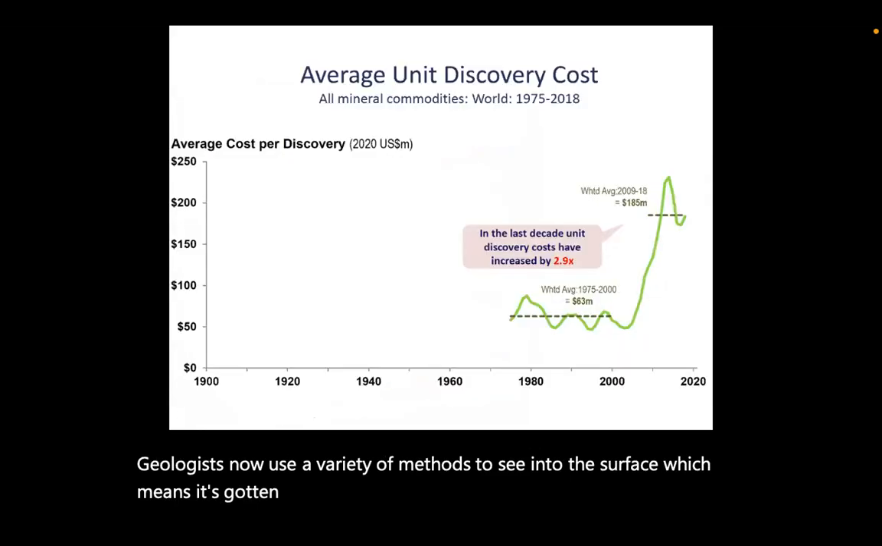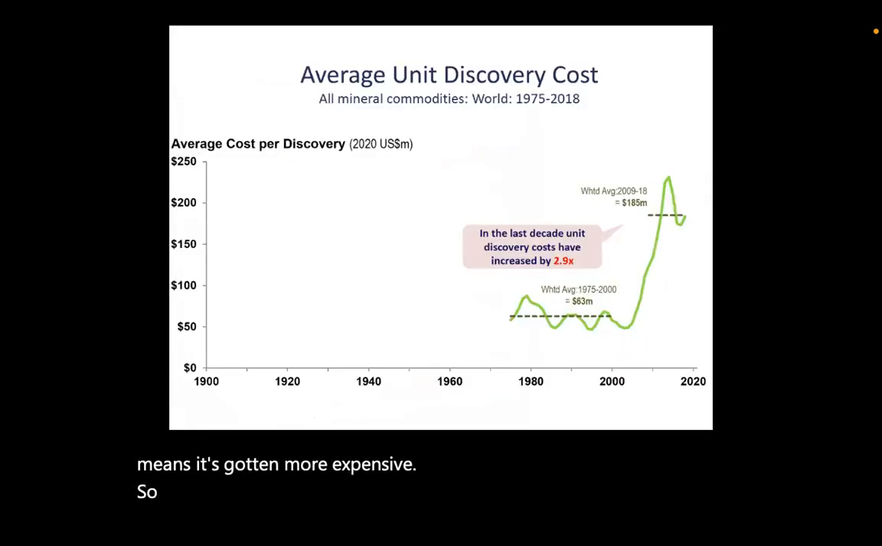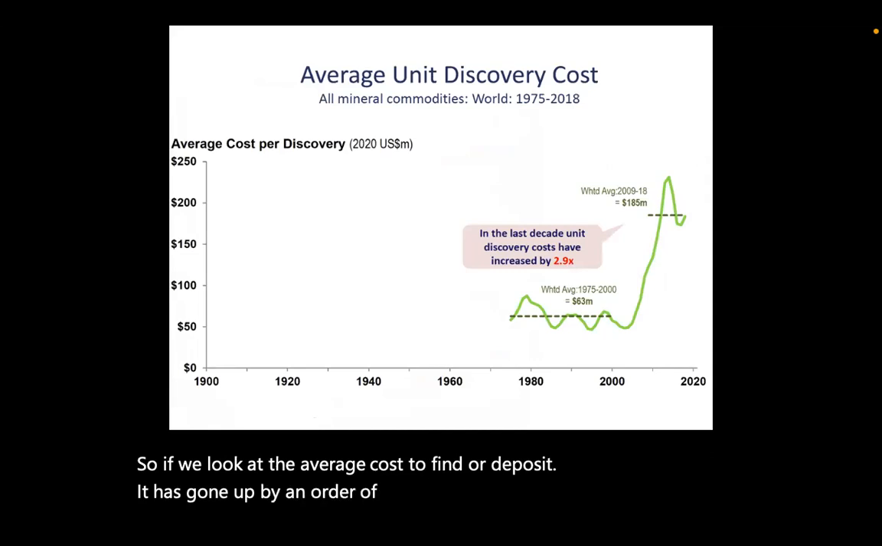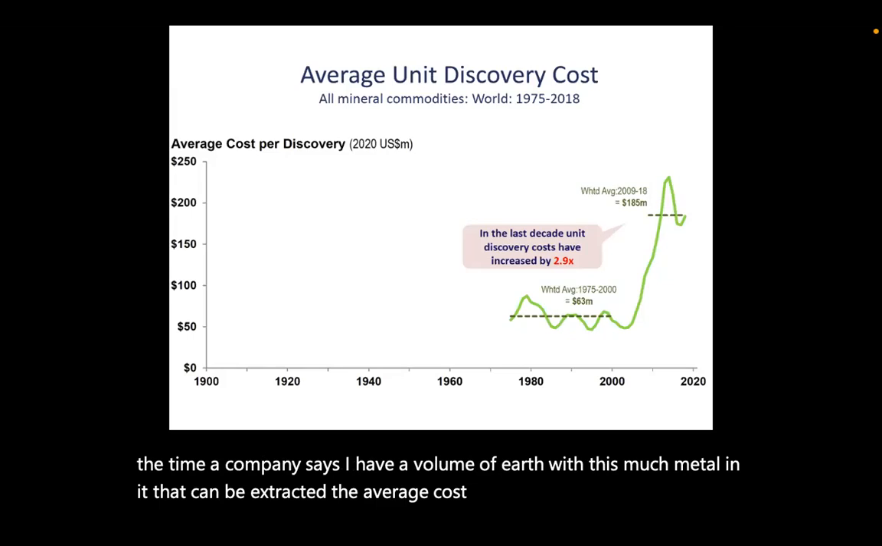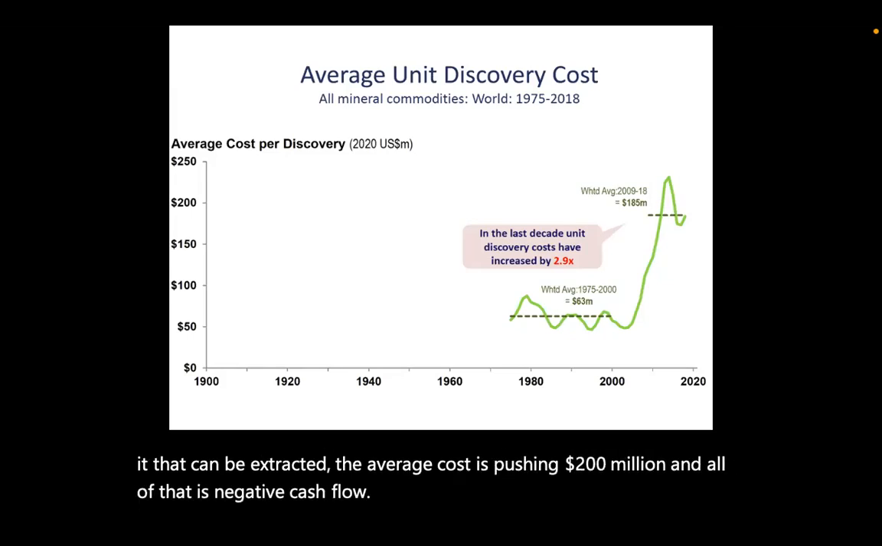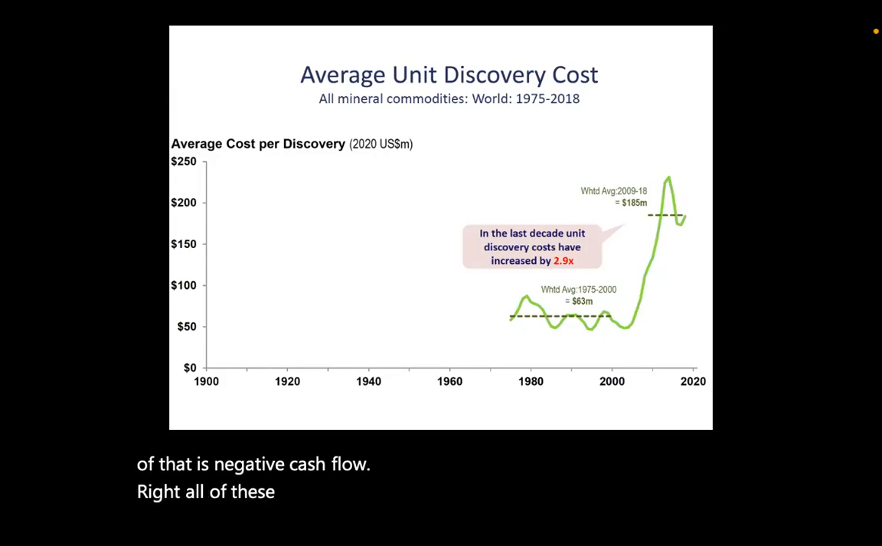Geologists now use a variety of methods to see into the subsurface, which means it's gotten more expensive. If we look at the average cost to find an ore deposit, it has gone up by an order of magnitude in our lifetimes. By the time a company says, I have a volume of earth with this much metal in it that can be extracted, the average cost is pushing $200 million. And all of that is negative cash flow, right?